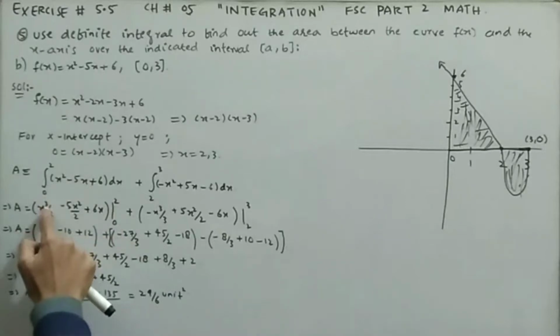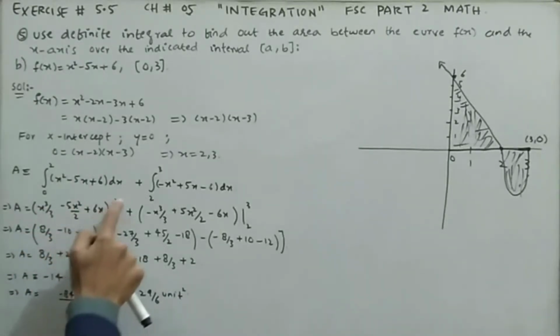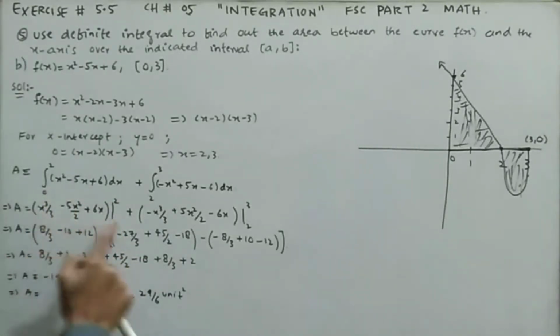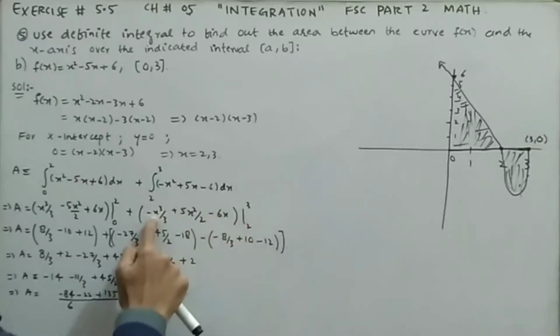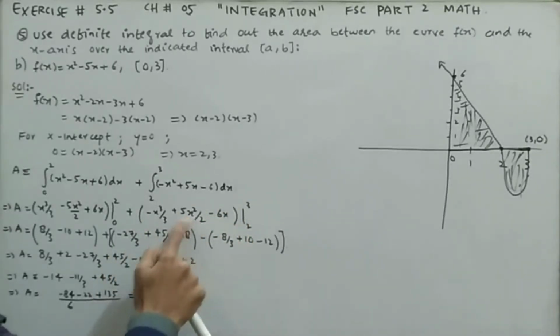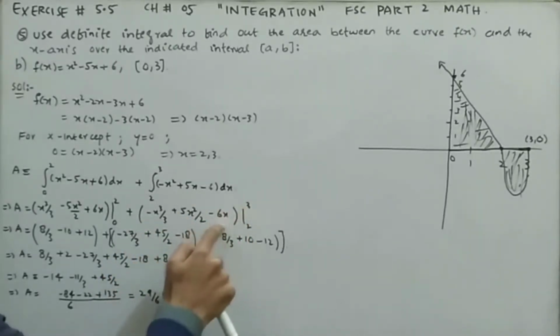So putting 2, it becomes 8 by 3. Putting 2, it becomes minus 10. Putting 2, it becomes 12. By putting 0, it will give us 0. Now by putting 3 over here, it becomes minus 27 by 3. By putting 3, it gives us 45 by 2. By putting 3, it gives us minus 18.